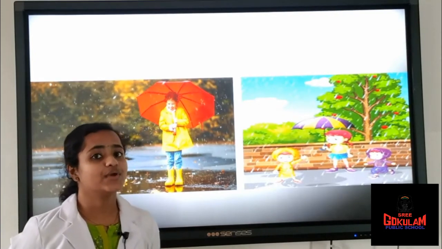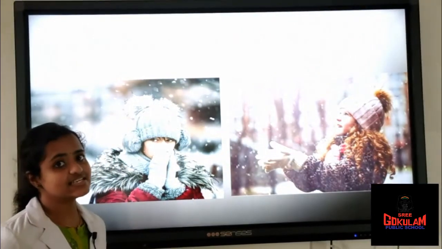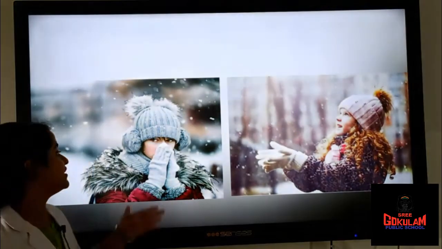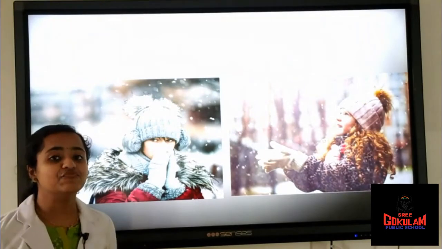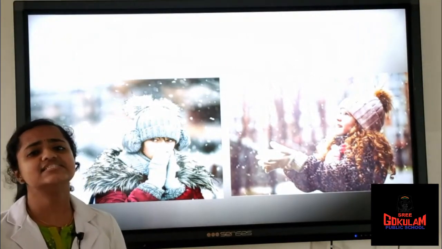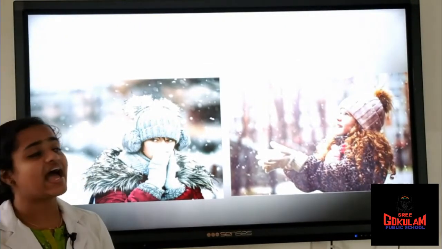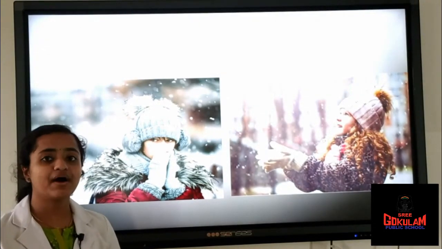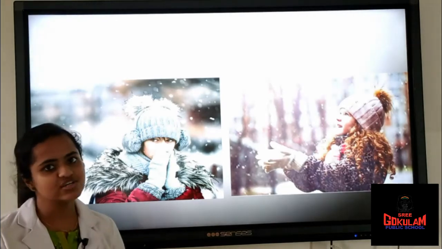Okay, now we are going to learn another season. That is winter season. See this picture? Can you see this picture? Yes, you can see snow falling, isn't it? So, in winter season, we experience heavy cold. It is the coldest season. Winter season is the coldest season, and snow may or may not fall during winter season. In some parts of India, it will be snowing, but in other parts, it may not snow.